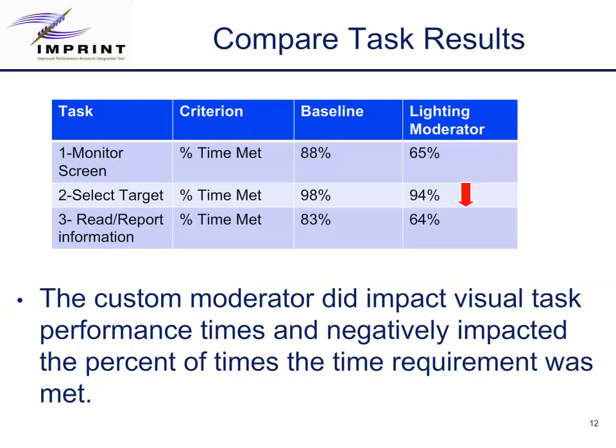Looking at the task level performance, we see the same thing. The task durations went up and the percentage of times the task met the time criterion went down.